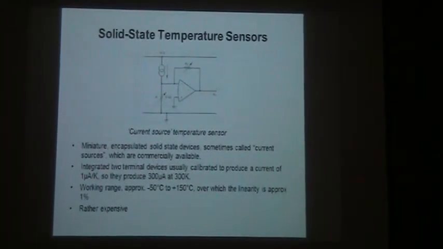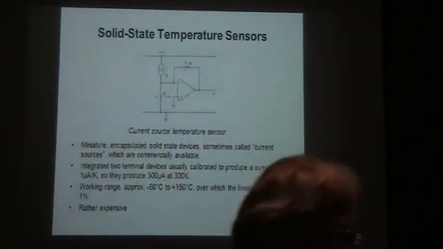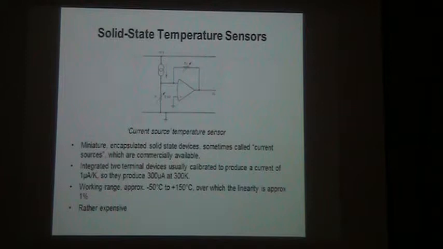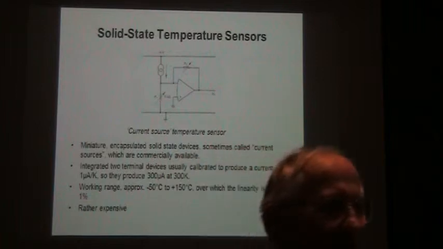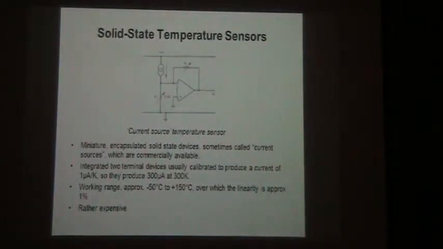Now, what we can expect? Good or bad dynamic properties? Very good, because it's a miniaturized P-in junction. Package was taken out. Thermal equilibrium will be reached very quickly. And now, working range, typically minus 50 to plus 150. The upper limit is set up by the material properties for silicon, 150. Sometimes up to 200, but it's not recommended.